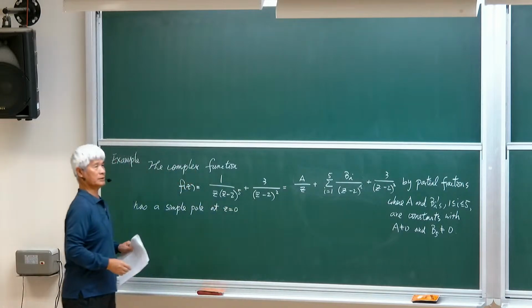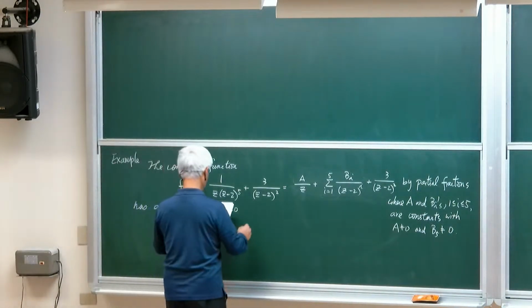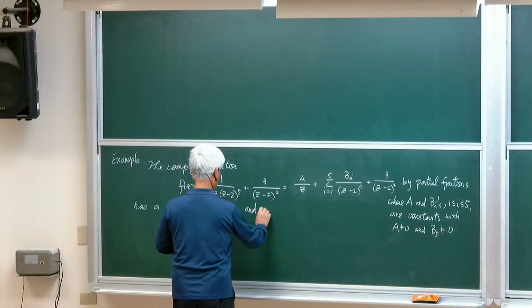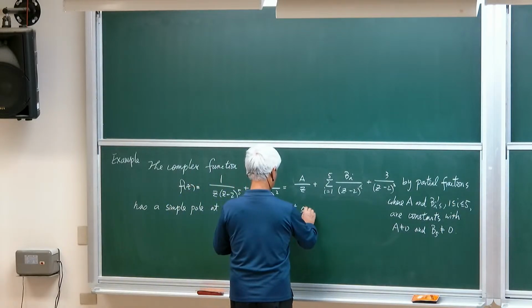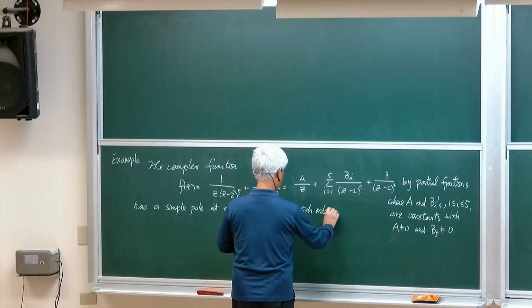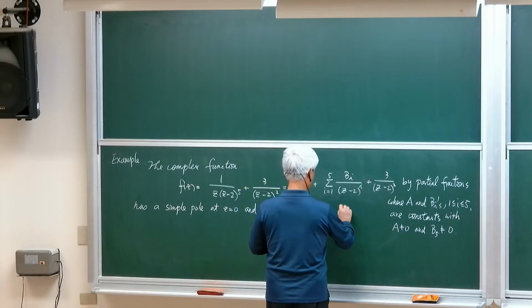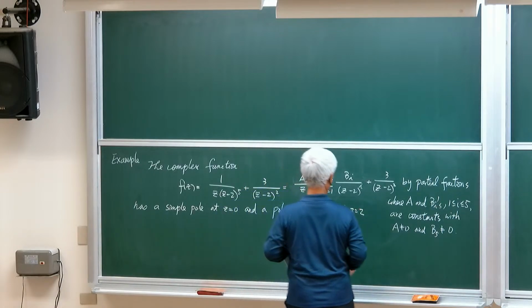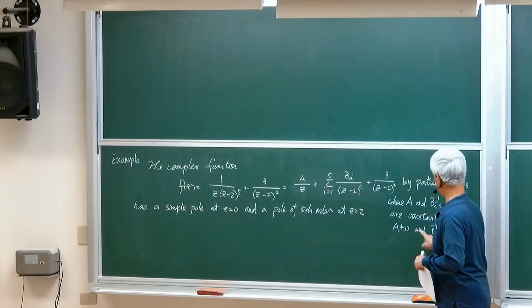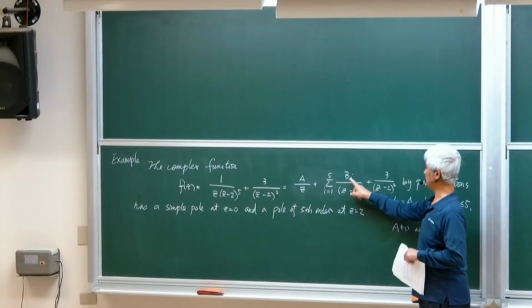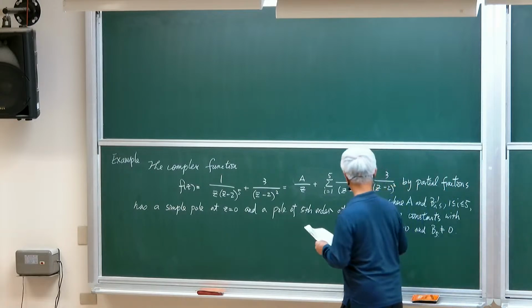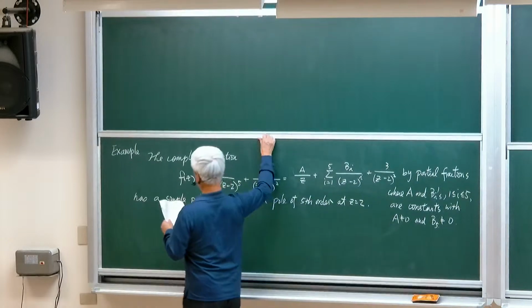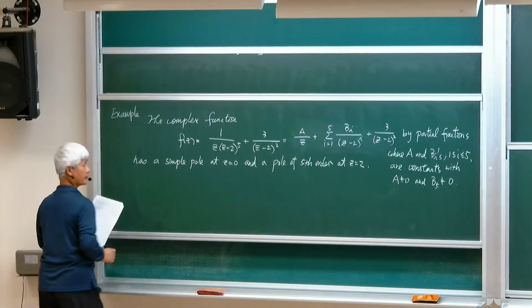A simple pole is a pole of first order, and it has a pole of fifth order at z equal to 2. Look at here, because b_5 is not equal to 0, we have that. So, any questions?